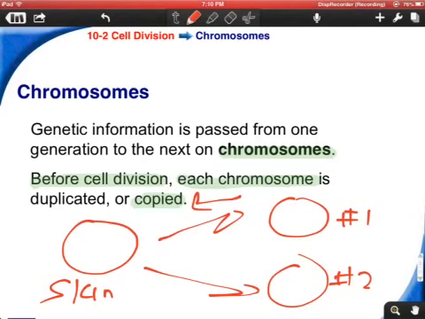And what's great about that is you can point to any cell in your body, any cell at all, and it'll have the exact same copy of DNA. The only cells in your body that do not have the same genetic information would be your sex cells. So for males, that's sperm, and for females, those are eggs.